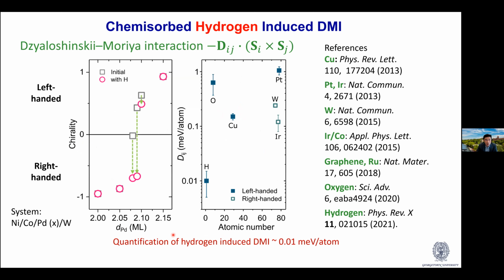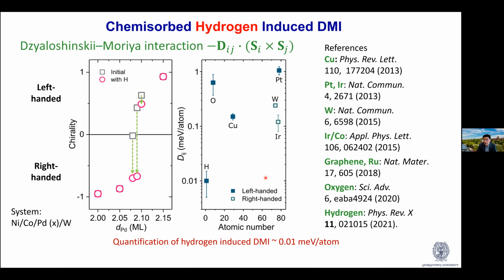And again, we can quantify the hydrogen-induced DMI. In this case, the induced DMI is much smaller than with oxygen. We know that the difference between the electronegativity of hydrogen and nickel is much smaller compared to that between oxygen and nickel. This also shows up in the electron work function change, and in the DMI difference.